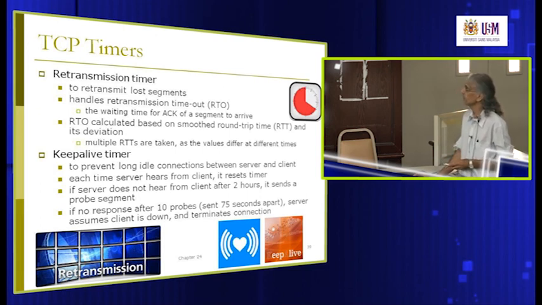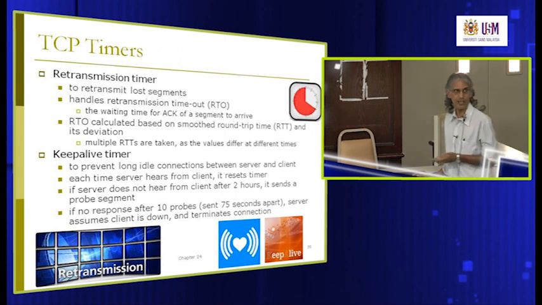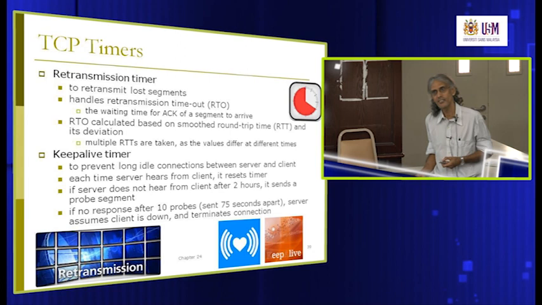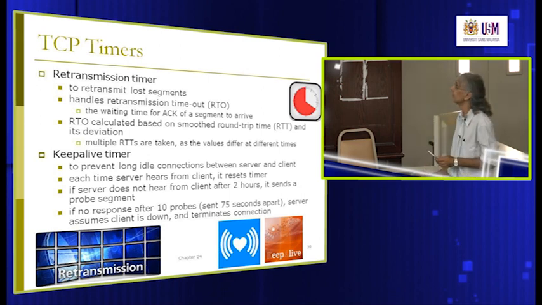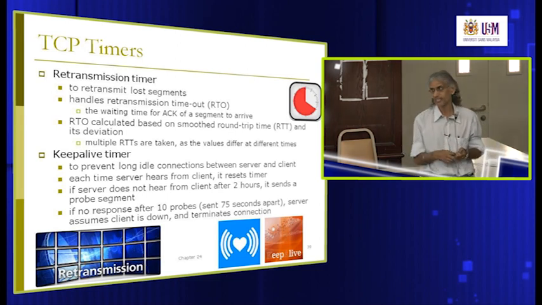So basically the timer is a waiting time for acknowledgement to be received, for the segment to arrive. So the question is, how much time do you wait? How much time will the client wait? 1 second, 2 seconds, 10 minutes, 20 minutes, how long do you wait? So the timers are basically calculated based on the round trip time. What is the average round trip time between the client and the server? That means how much time does it take for a packet to travel from the client to server and back? Two way.